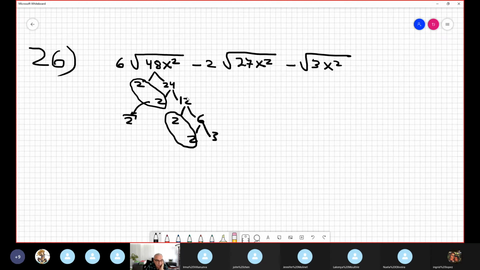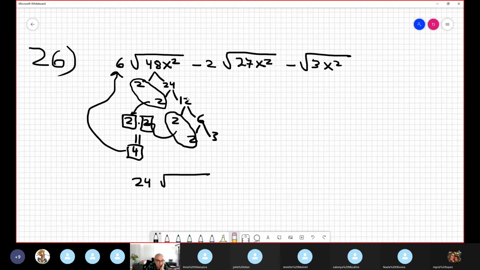This represents factor 2 outside. This represents another factor 2 outside. And 2 times 2 is equal to 4. And this 4 times this 6, which we have at the beginning, together is 24. There's 24 square root, and stay inside this 3.